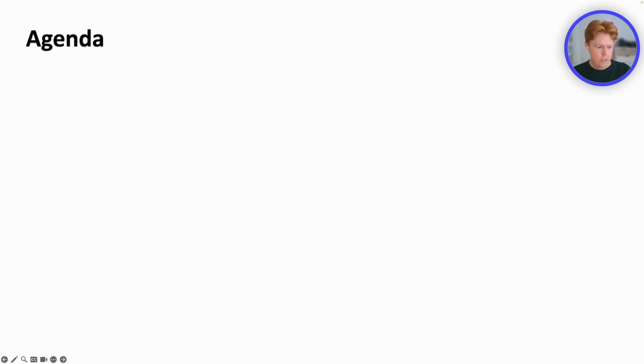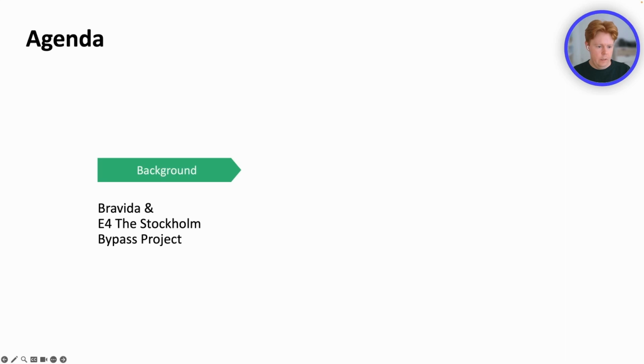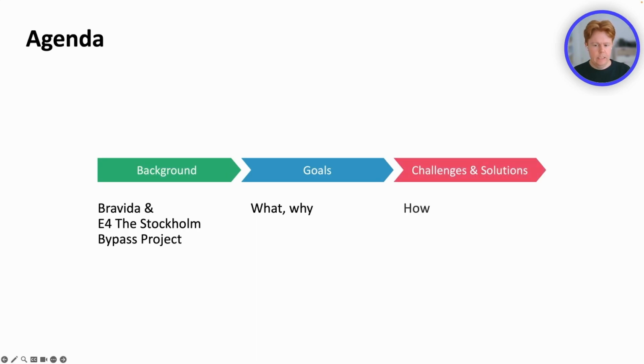So I'll go into a bit about the background of Bravida, the company that I'm working for, and the project itself, which is an infrastructure project. It's a road tunnel in the center of Stockholm. I'll talk a bit about the goals we had for the project, and also the challenges we had and the solutions that we have found and are working towards.